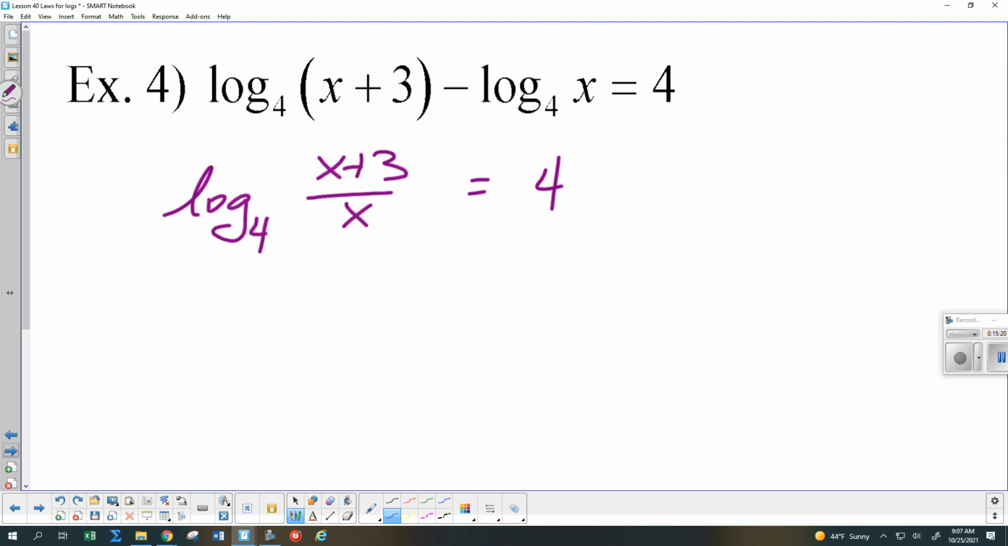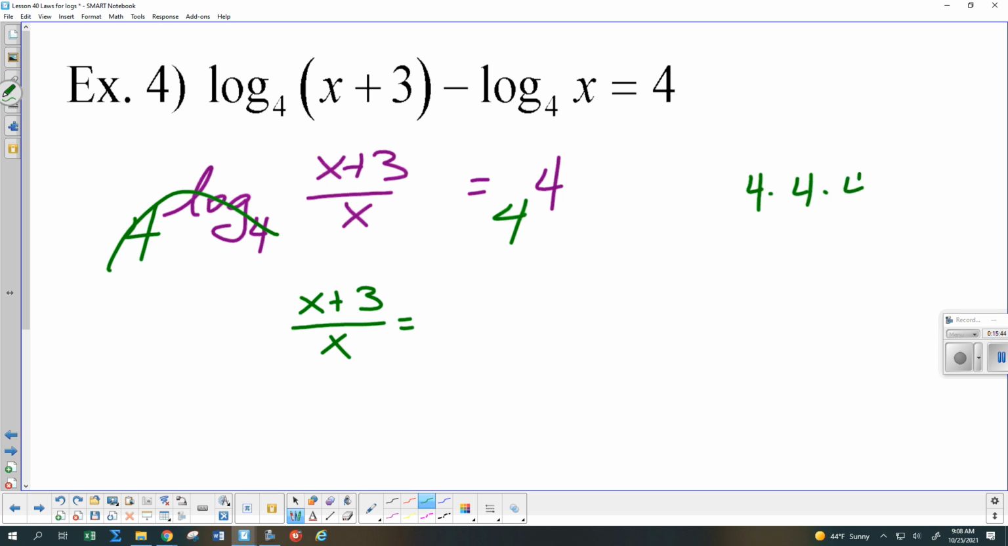So I can't set arguments equal to each other because I don't have arguments on both sides. What I must do on one like this is to exponentiate both sides, so make both of them the exponents of 4. So on the left, 4 and log base 4 cancel, and I have x plus 3 over x equals 4 to the 4th. 16 times 16, 256.